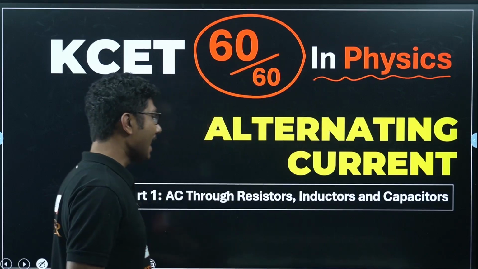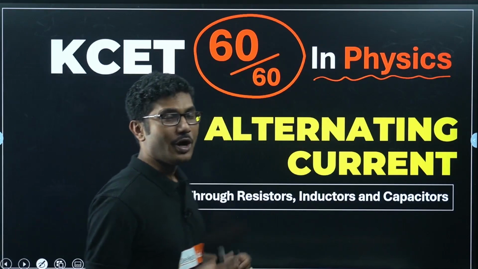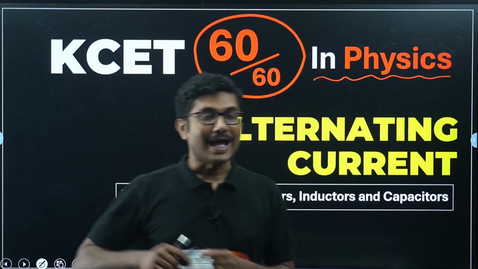So today we are going to discuss alternating current, and in that chapter we are mainly going to discuss AC through resistors, capacitors and inductors.